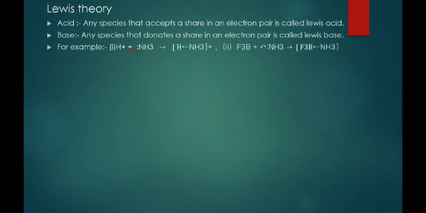Second example, BF3 or F3B plus NH3. Here again NH3 has a lone pair of electrons, and in boron trifluoride, the B has a vacant orbital. Because of that, it acts as the acid. It can accept the pair of electrons donated by the ammonia, and it forms this complex. This type of bond is called what? Coordinate bond. So electron pair acceptor is acid and electron pair donor is base.